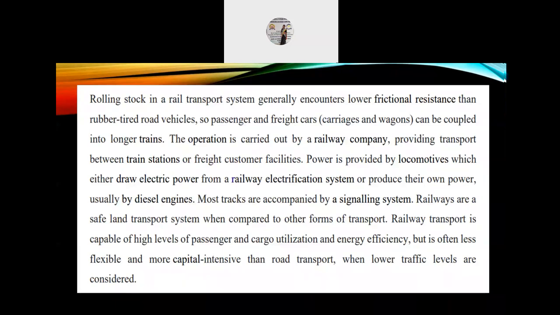Railways are a safe land transport system when compared to other forms of transport. Railway transport is capable of high levels of passenger and cargo utilization and energy efficiency, but is often less flexible and more capital intensive than road transport when lower traffic levels are considered.